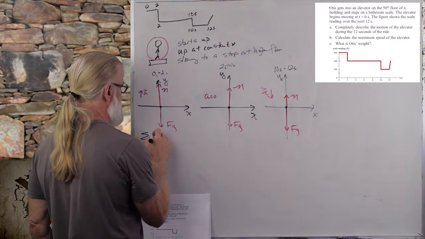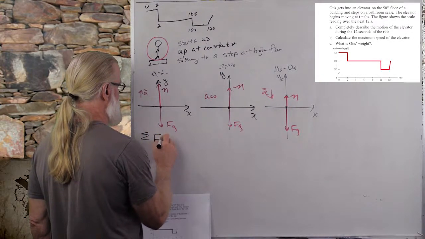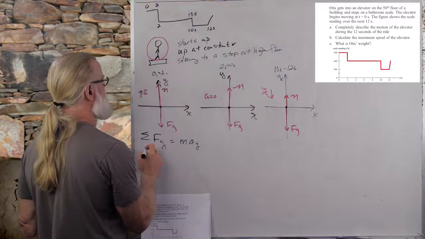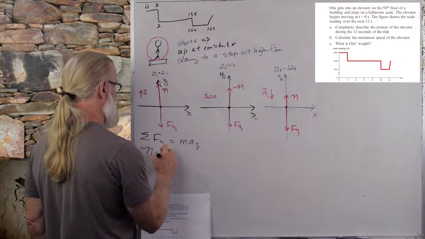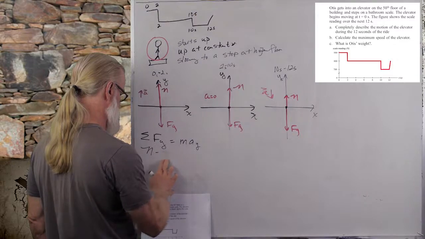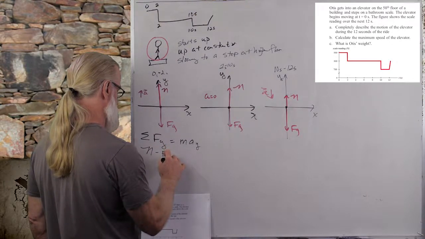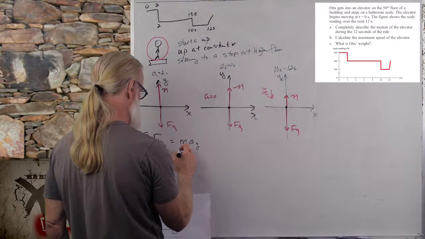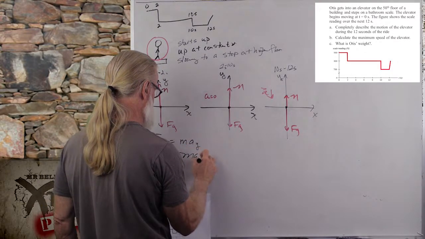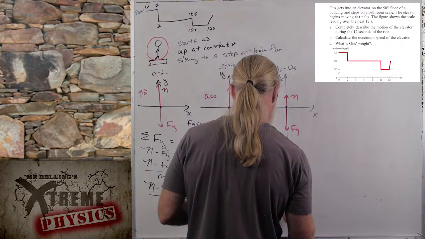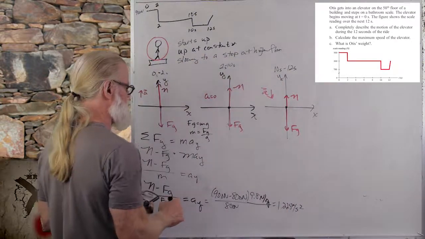If we want a complete description, the sum of the forces in the y direction equals mass times acceleration in the y direction. So normal minus mg, and we're not going to use mg, we're going to use Fg, because we have forces here, equals mass times acceleration in the y direction. All right, let's see what that gives us. 1.225 meters per second squared. That's what I get for acceleration.